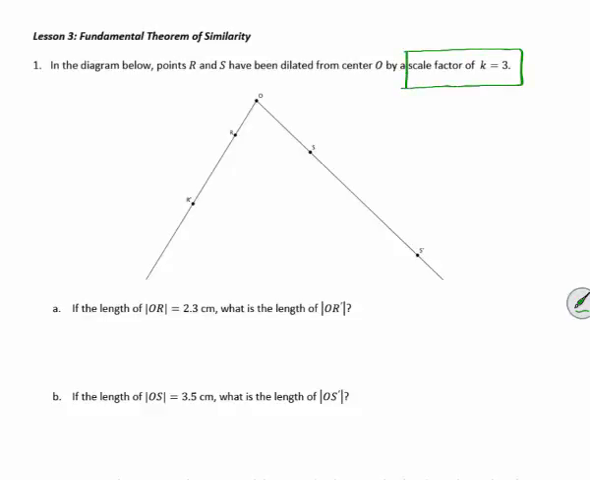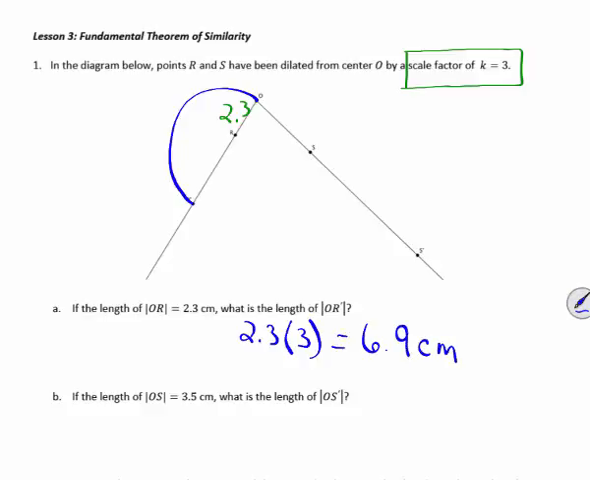So please outline that. If OR is 2.3, so they're saying this little piece right here is 2.3, we want to know what's the length of the big piece. In other words, I give you the pre-image, we're trying to find the image. So in order to do that, we're going to take our 2.3 and multiply it by 3. So that should give me 6.9 centimeters. All right, that was what we did yesterday. We did it the day before, right? You multiply by your scale factor.